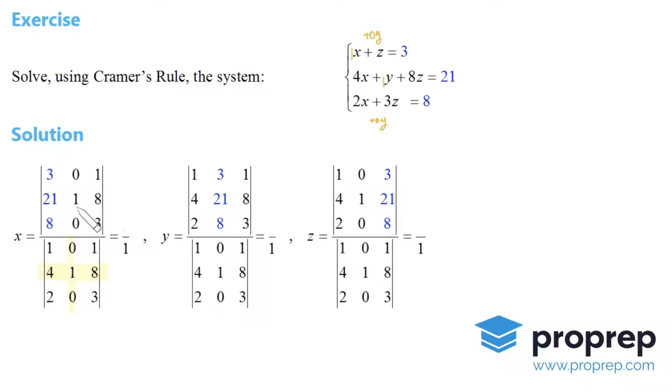And now, here we can also expand along the middle column. And in this case, we get also a plus times 1. And the minor is 3 times 3 minus 8 times 1.